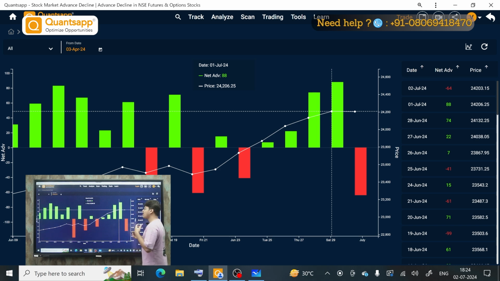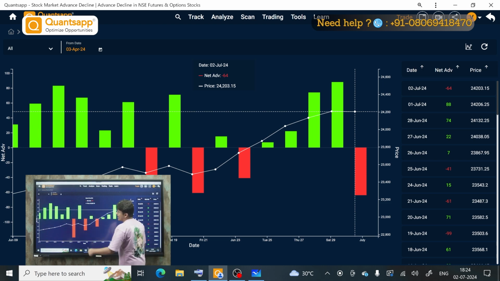If I want to check the overall trend of the market, today the market has fallen very slightly. You can see yesterday's price was 24,206. Now it's 24,203. But the majority of the stocks are negative. But if I look at the overall trend, I can see that the overarching trend is positive.